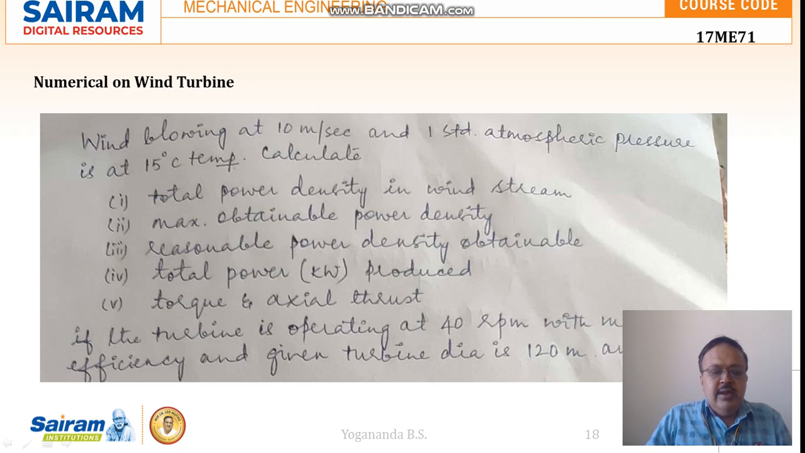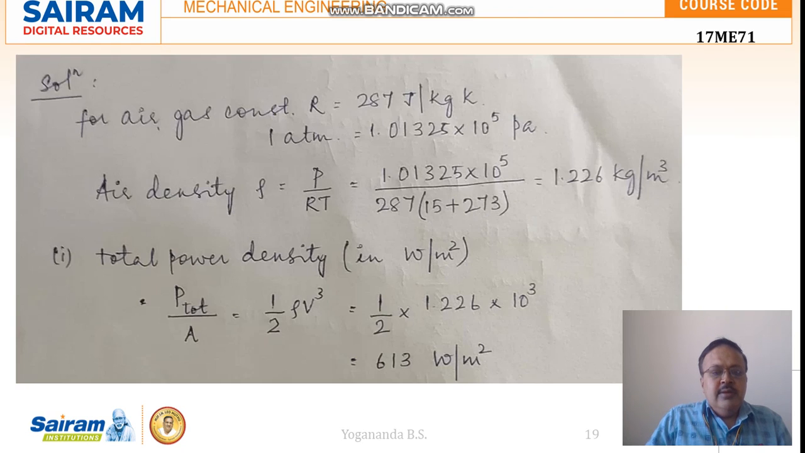It is given that the turbine is operating at 40 rotations per minute with the maximum efficiency, and the turbine diameter is 120 meters. The efficiency of the turbine is 40%. This 40% will be completely utilized.